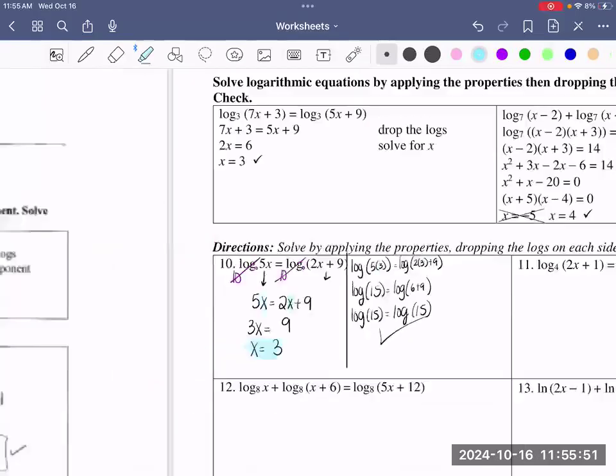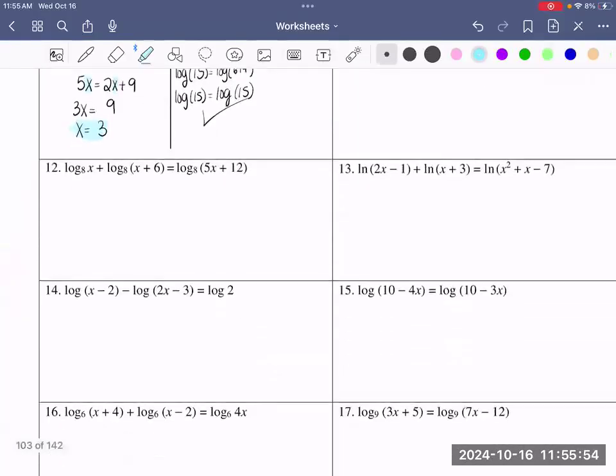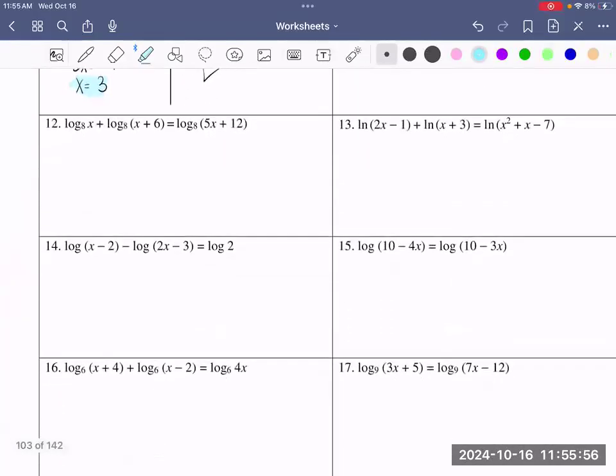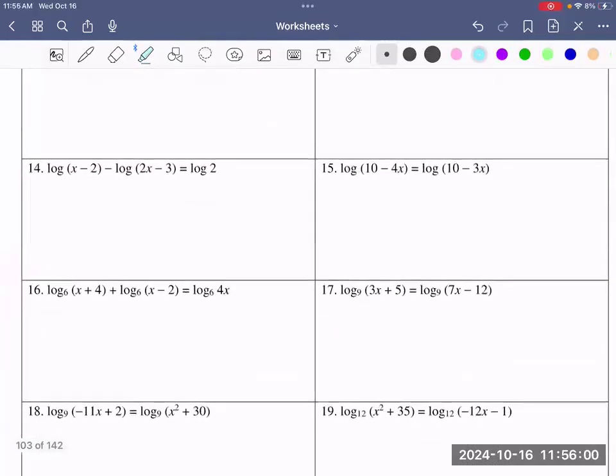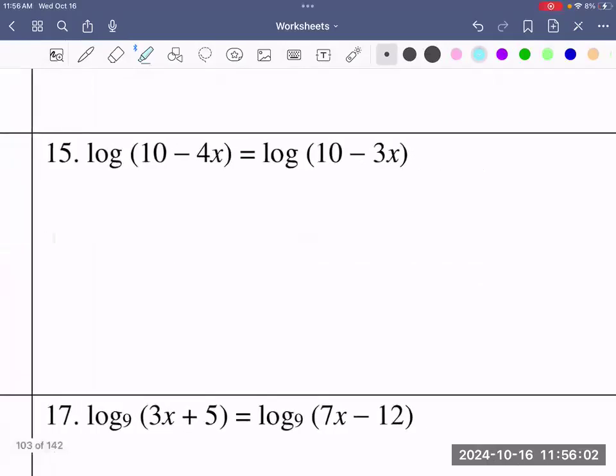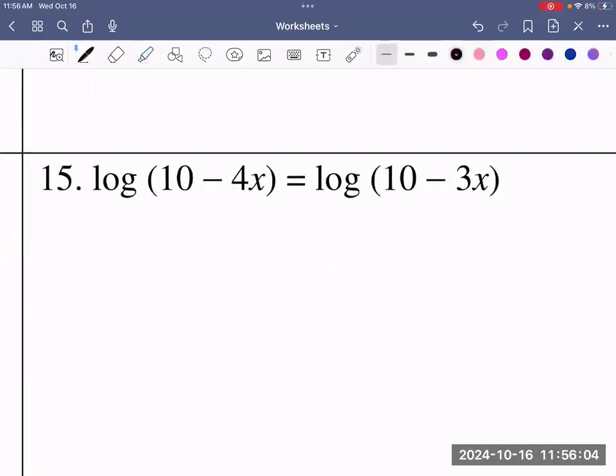Now let's try it again. Let's see another variation that might be a little similar to that. Would be maybe number 15, 17. I'll do one of those two. Let's do 15. All right, so 15, you again notice that you have logarithms on either side. Again, these are common logs because they have that hidden base of 10. So we get to write the base of 10 on either side to allow them to cancel.